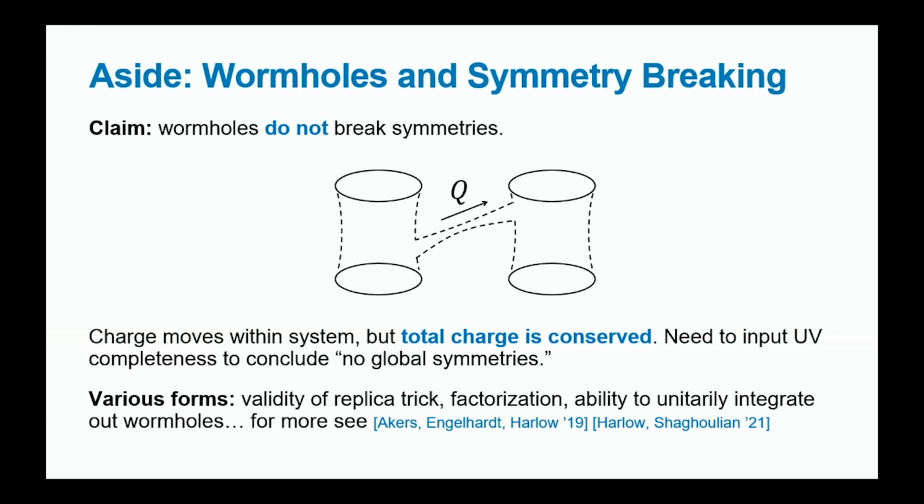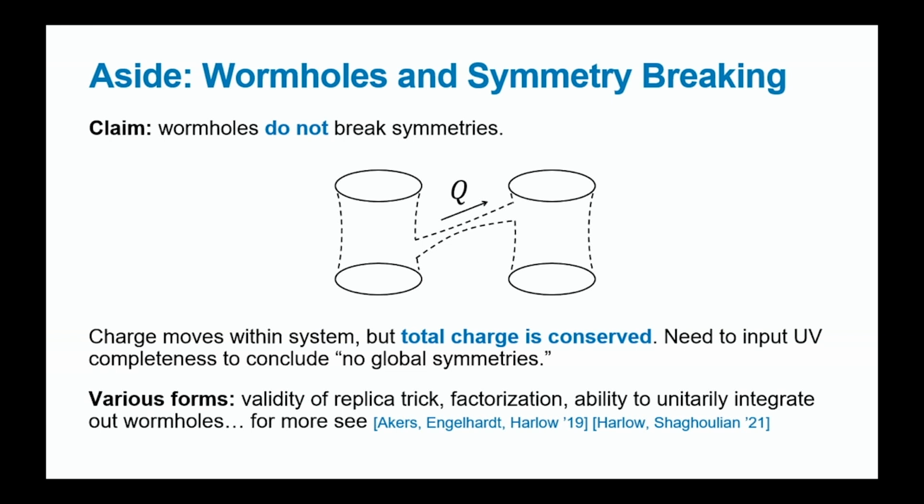If you want to use wormholes to conclude that there are no global symmetries, you need to, at some point, input UV completeness. So you could do this in a variety of ways. You could assume the validity of the replica trick, and you could say these are two copies of the system, and I'm computing the square of the charge violation. This is an assumption, and it should be true in a UV complete theory, but generally, semi-classically, it doesn't have to be true. You could input factorization. You could assume that you're able to unitarily integrate out wormholes.